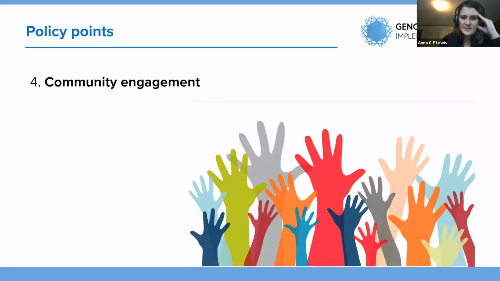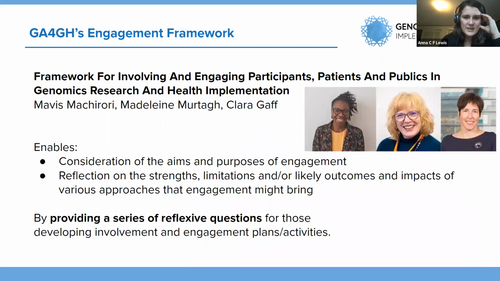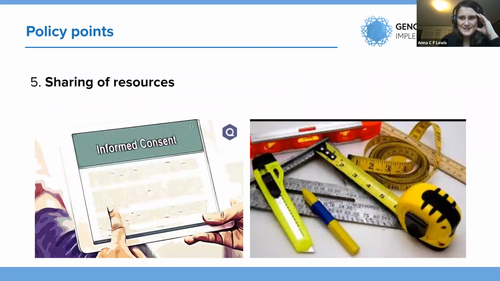Fourth, that the development of the return of results policy for an individual project should be guided by community engagement where possible. There are lots of questions about what should be returned and how. There's a massive literature on how projects can engage with the community in order to answer some of these questions. And next slide, please. There's a great resource also from the GA4GH, a framework for involving and engaging participants, patients, and publics. And I'll point you to that.